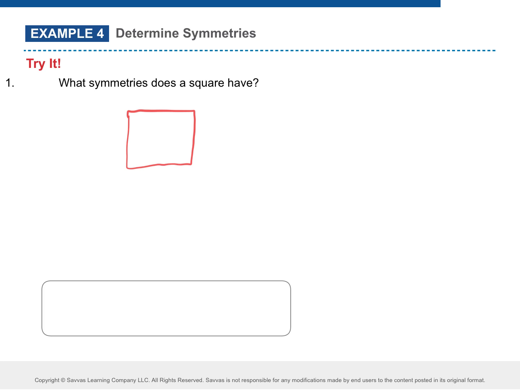Reflectional. Does it have reflectional symmetry? Yes. How many? 4. Why can we have the diagonal now? Because all sides are the same. It's regular. Okay, so we have 4 reflectional. Good. What about rotational?